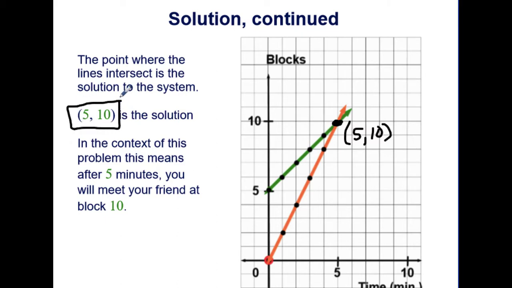In the context, each line is representing the friend's distance and your distance versus time. So if x is time and y is the distance in blocks, it means that after 5 minutes, you will meet your friend at block 10. So we used graphing to solve the system to answer our question.